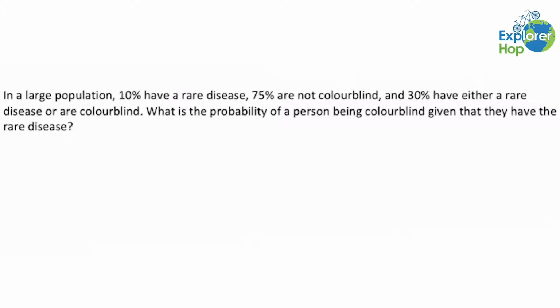So for this example, we're told that in a large population, 10% have a rare disease, 75% are not colorblind, and 30% have either a rare disease or are colorblind. What is the probability of a person being colorblind given that they have the rare disease?